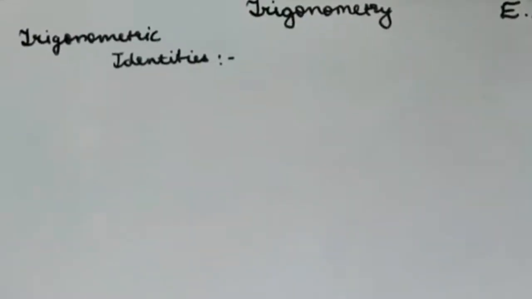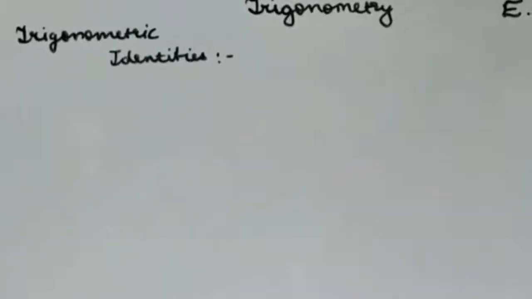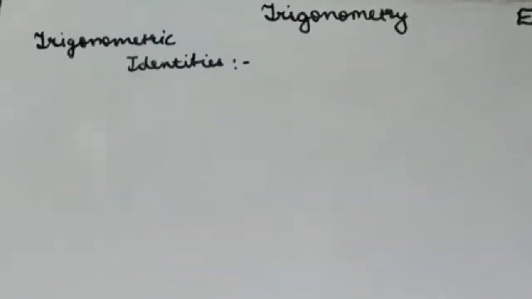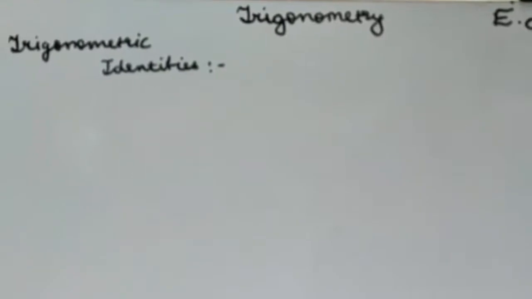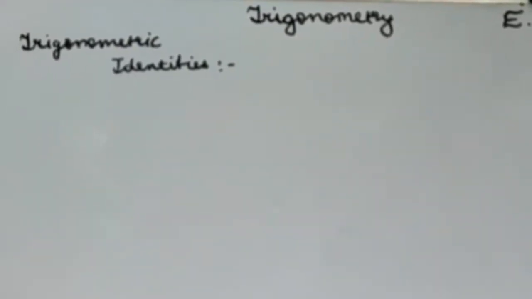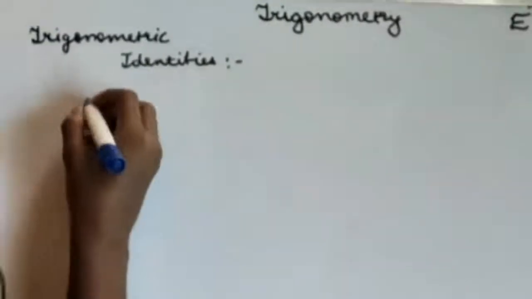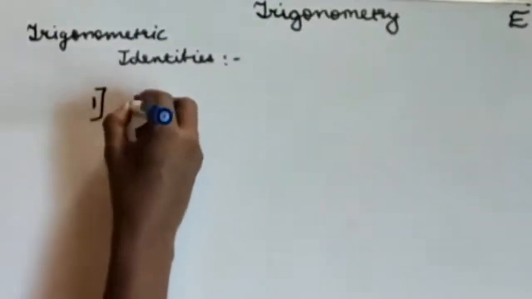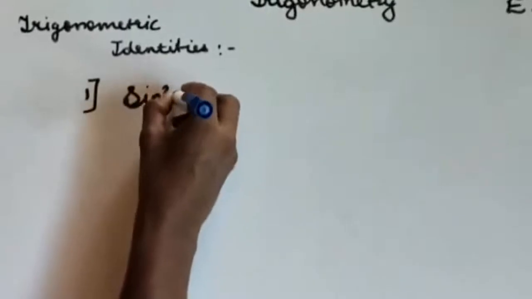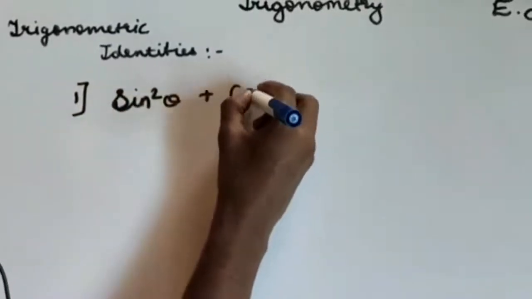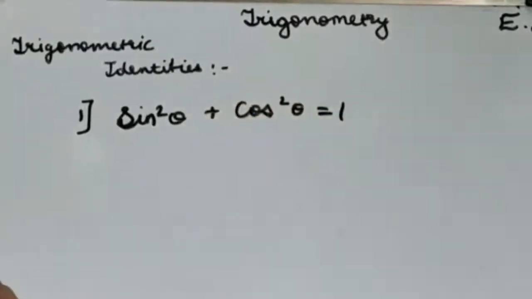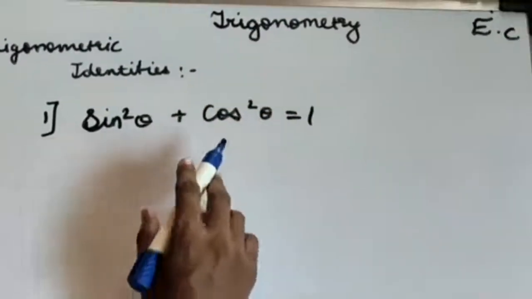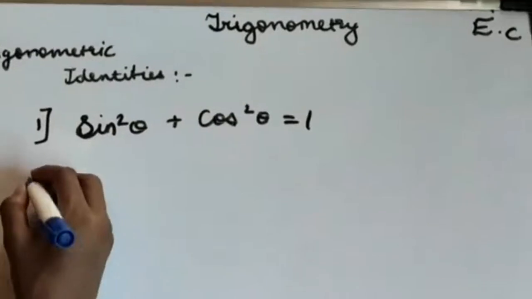One of the most important bits in trigonometry is trigonometric identities. Basically, there are 3 basic trigonometric identities. The first one is sin square theta plus cos square theta is equal to 1. That is, the sum of sin square theta and cos square theta is equal to 1.